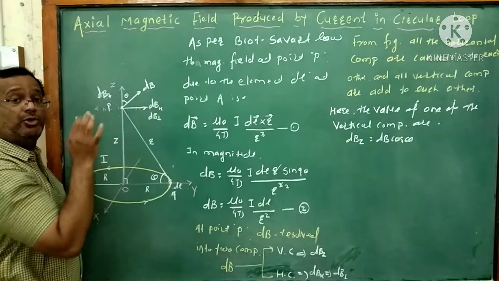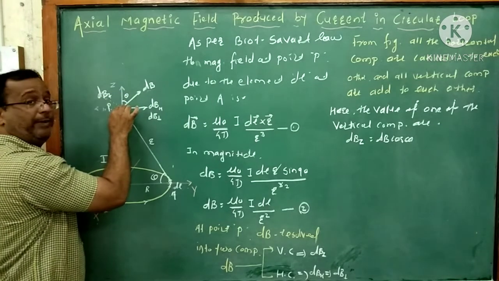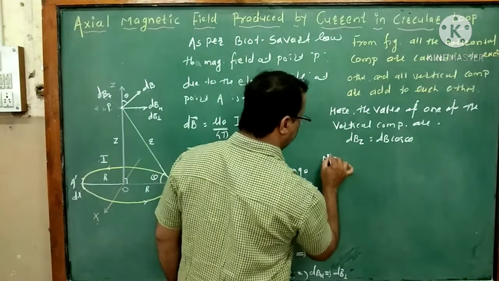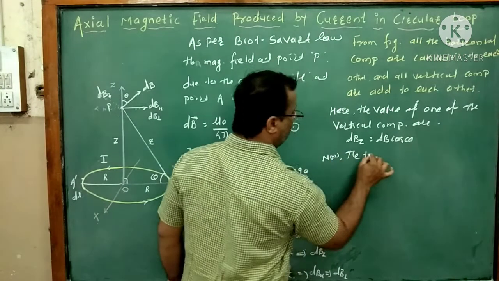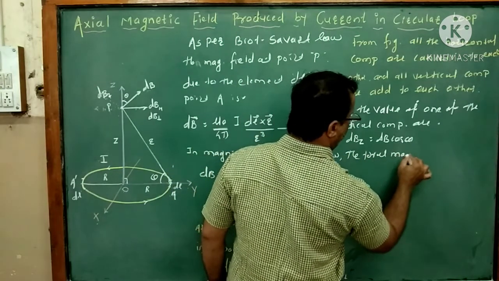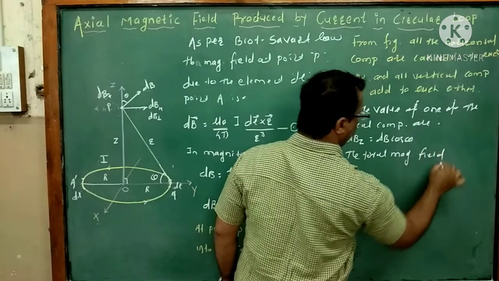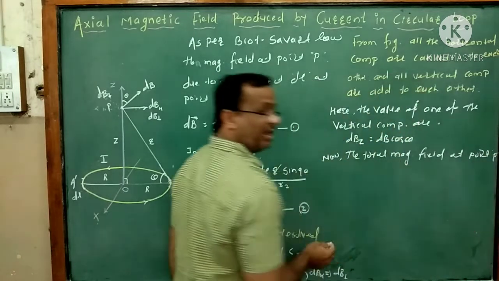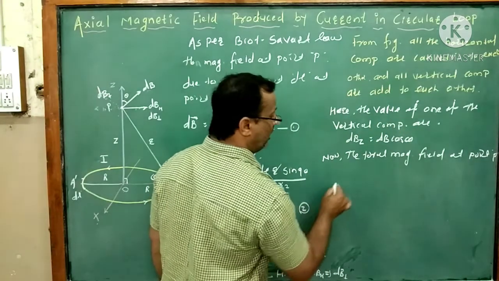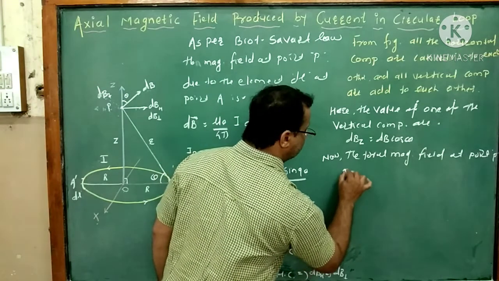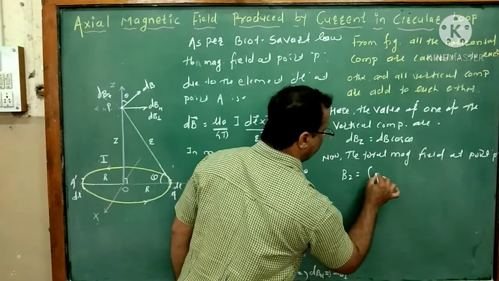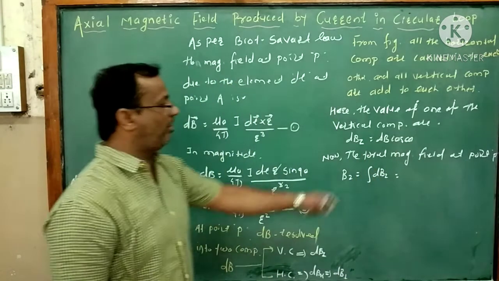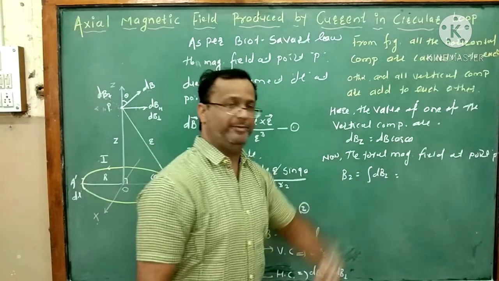So the total magnetic field at point P along the vertical direction, right? What do you get there? So B, that is Bz, is equal to the integration of simply dBz. Now substitute the value of this dBz, that is dB cos theta.